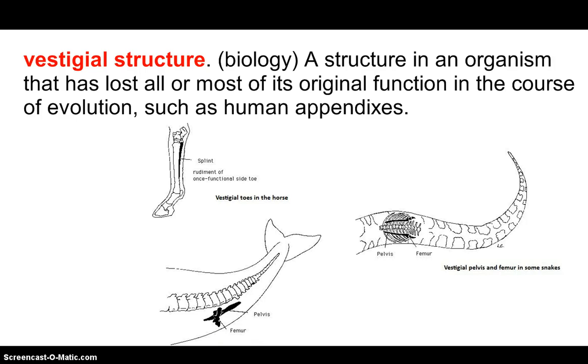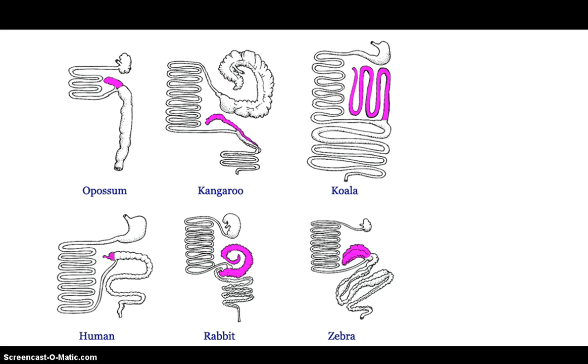Snakes and whales have a pelvis and vestigial leg bones. They don't have rear legs, but they've got the bones that are evidence that they had an ancestor that did. The horse has vestigial toes. It has a hoof now, but it has the vestigial bones that show it used to have toes. So here's an example of the appendix in humans.